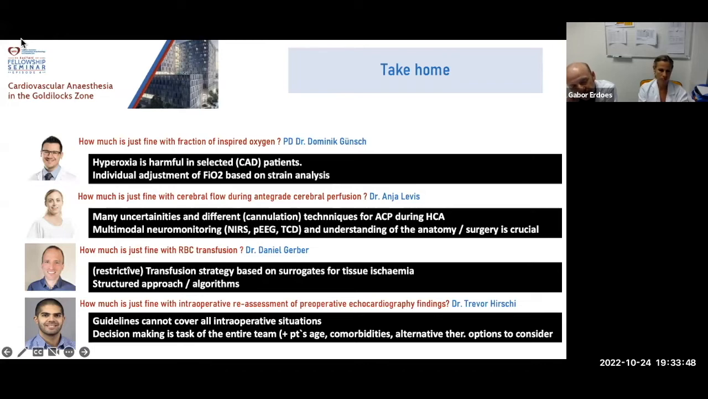And last but not least, Trevor could show us a very interesting case, which is not covered by guidelines. And he also demonstrated that intraoperative decisions should be made in a team discussion, considering different factors such as patient age, comorbidities, and also alternative therapy options.